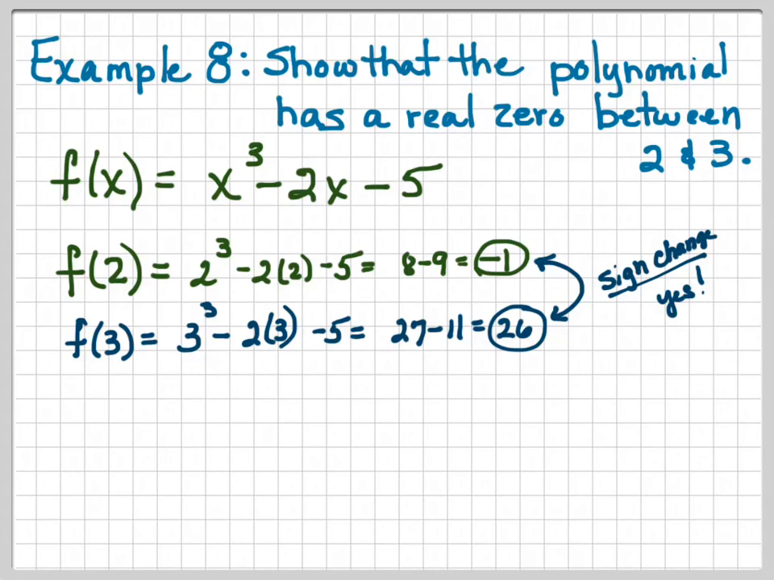Now, notice I don't care about the 1, and I don't care about the 26. I only care that one of the values is positive and one of the values is negative. All right, so this is going to be a plug and chug type thing. So go ahead and do checkpoint number 8.